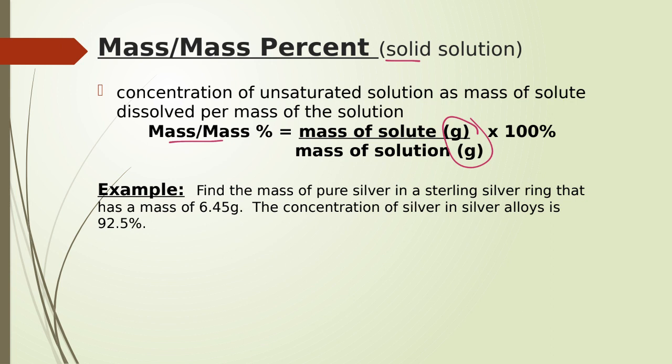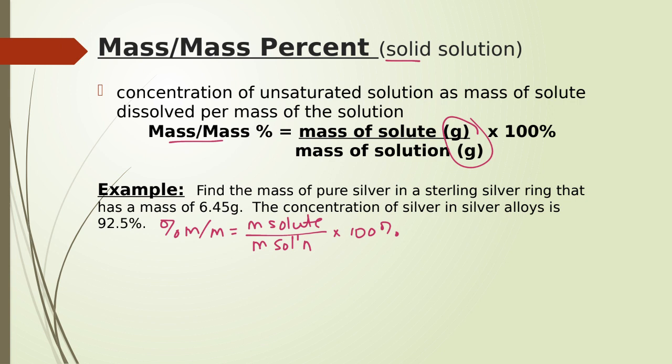So it says find the mass of pure silver in a sterling silver ring that has a mass of 6.45 grams. It says the concentration of silver in silver alloys is 92.5%. So they're giving us the percent value here. So we're going to just set this up. So we know we're solving for percent mass. We are solving for the mass of solute over the mass of the solution times 100%.